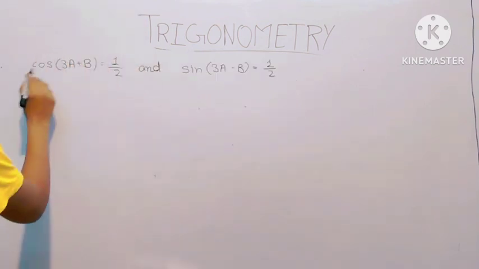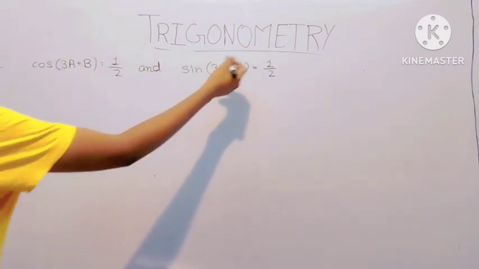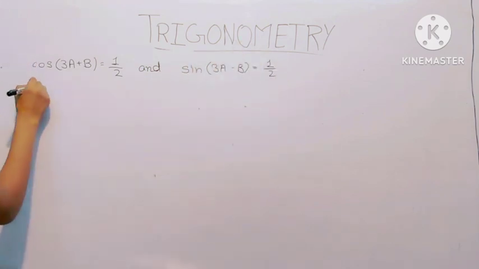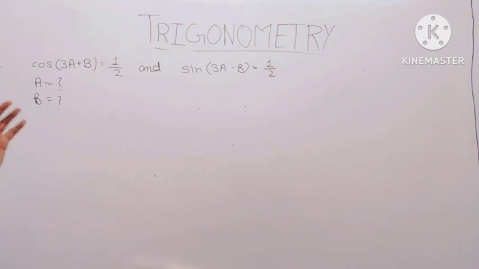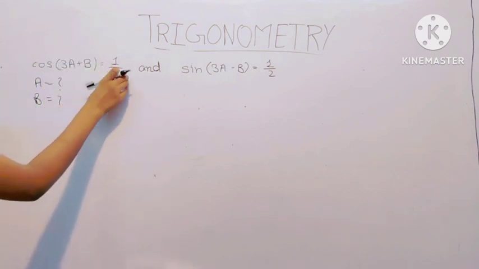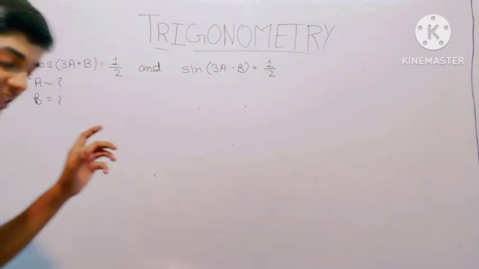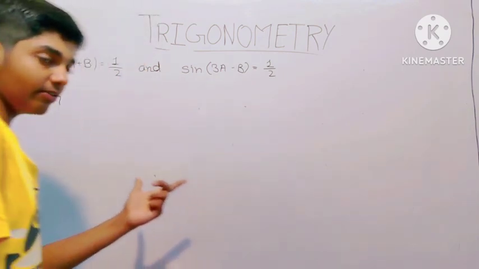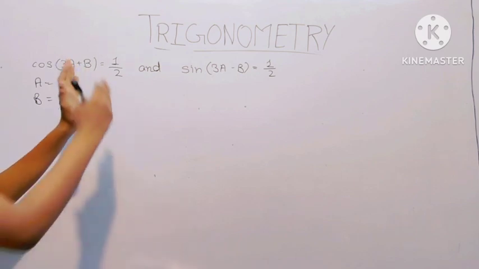Our next question: cos(3a + b) is equal to 1/2 and sin(3a − b) is equal to 1/2. Then we need to find a and we need to find b. Now, how do we solve these types of questions when you don't have the angle but you have the value? Either you will be given the angle or you will be given the value. Now we have the value in this case.